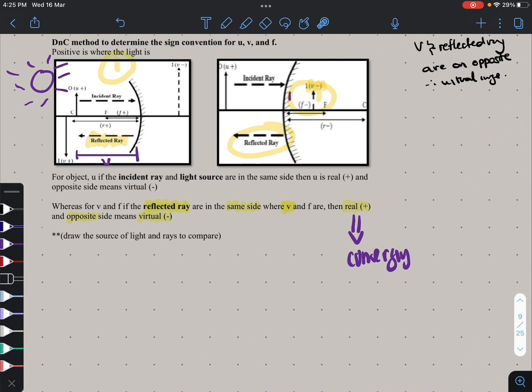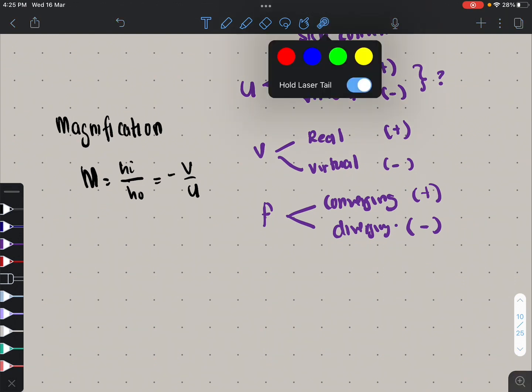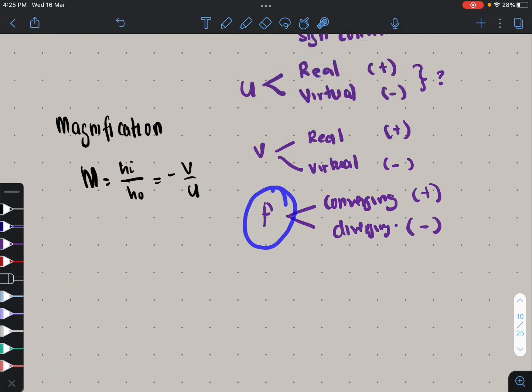Another method here adalah kita tengok untuk convex mirror, bila kita ada reflected ray dia sentiasa diverging from the focus point. So bila dia diverging from the focus point, dia membawa maksud dia adalah mirror jenis diverging here. So when it is a diverging mirror, dia akan ada sifat negatif dekat sini. So the sign convention for focal length becomes negative when it is a diverging mirror, iaitu convex mirror.